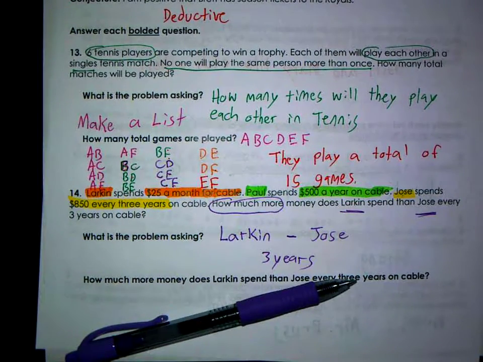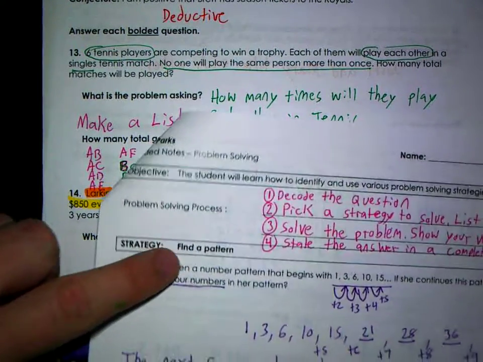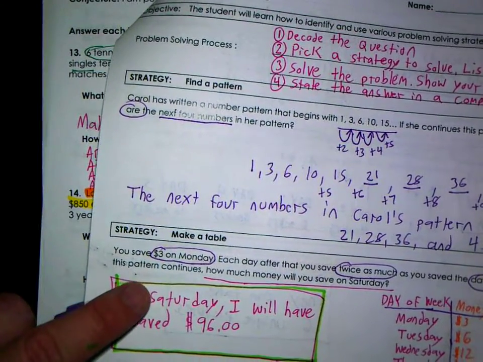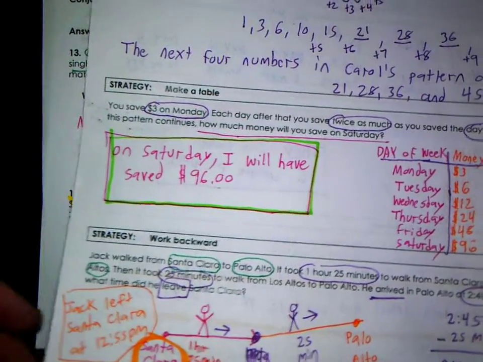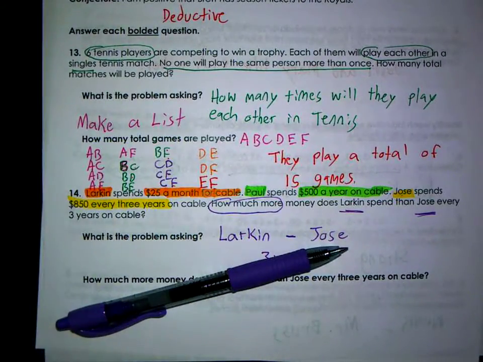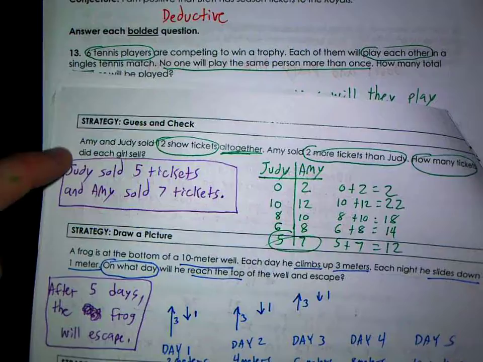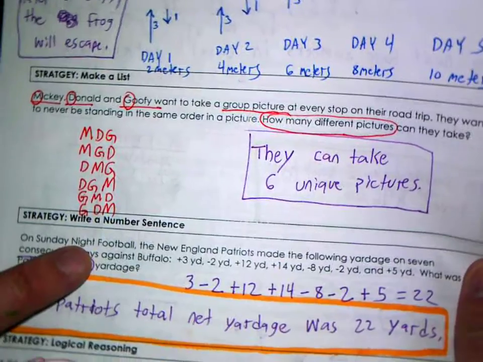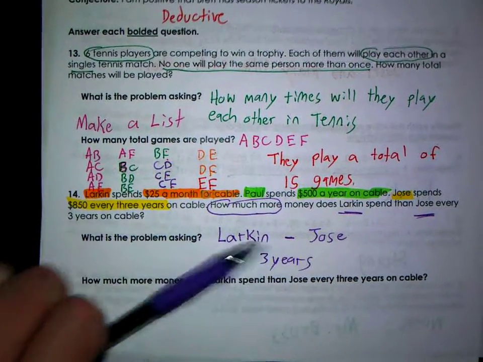Our strategies, once more. Find a pattern, probably not. Make a table, probably not. Working backward, no. Guess and check, no. Picture, no. Make a list, no. Write a number sentence. I would say write a number sentence.